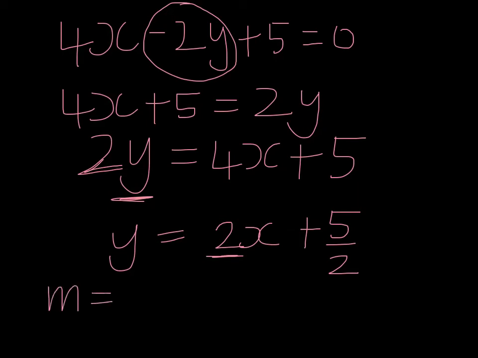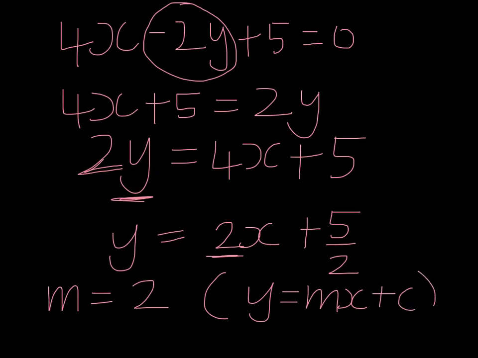Okay, now we can see from here our m value, which is the gradient, is going to be 2. Okay, so just write this out. y equals mx plus c is the general form for the gradient intercept form of a linear equation. So our gradient is 2, and we're going to call that m1 because that was our first line, the line that we were given.